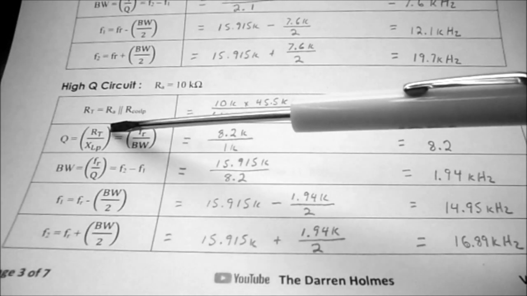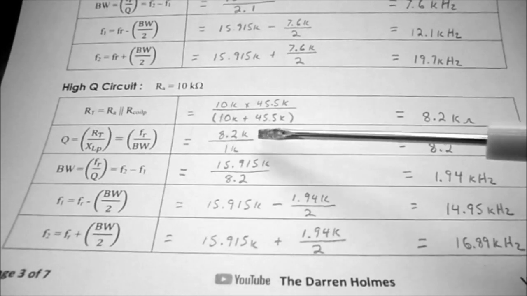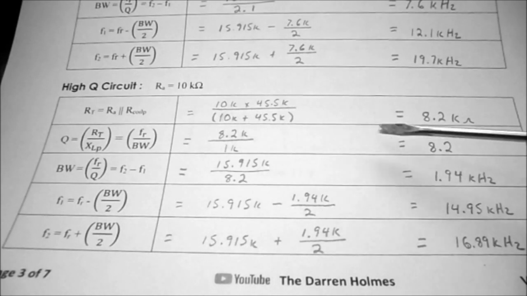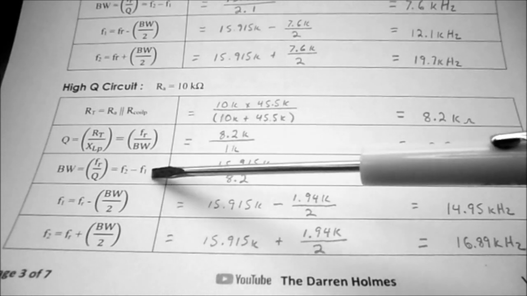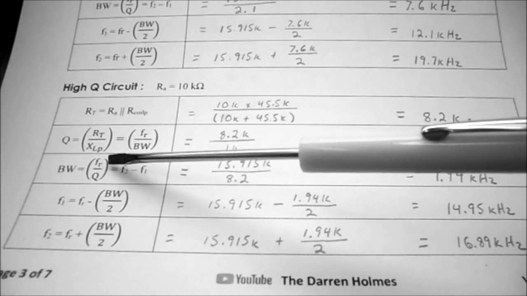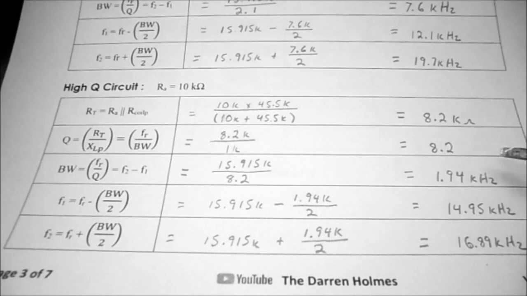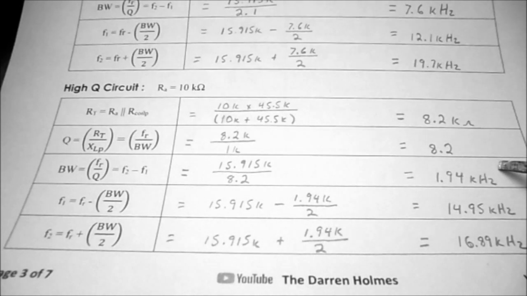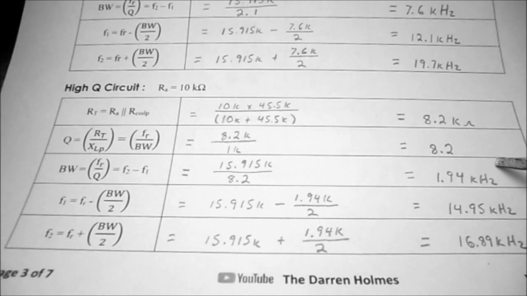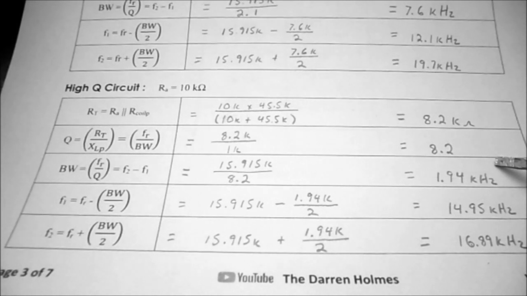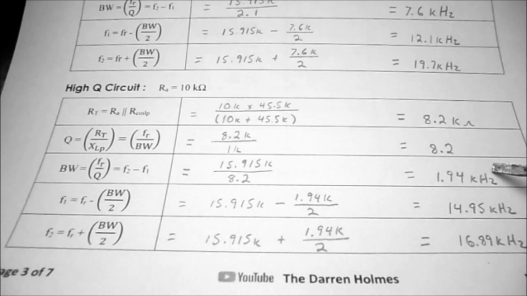So the Q of the circuit is calculated as RT over XL, parallel equivalent, which is 8.2K divided by 1K, and that works out to a Q of 8.2. So our bandwidth is equal to our frequency at resonance divided by Q, which is 15.9K divided by 8.2. So we're looking for a bandwidth of 1.94K. So we can see changing RA from 2.2K to 10K changes our bandwidth from 7.6K to 1.94K.